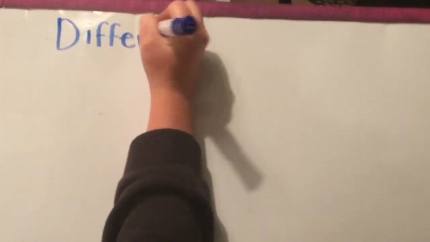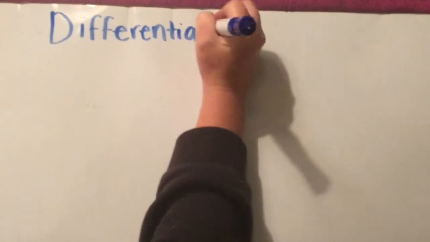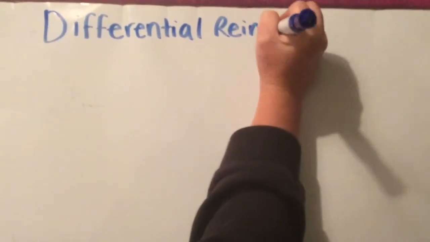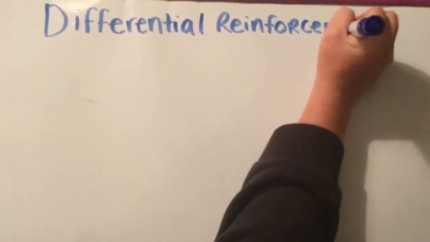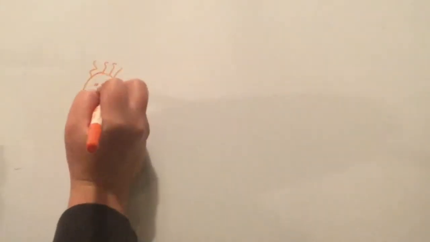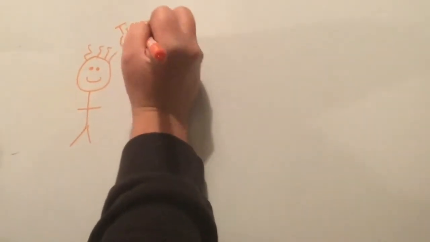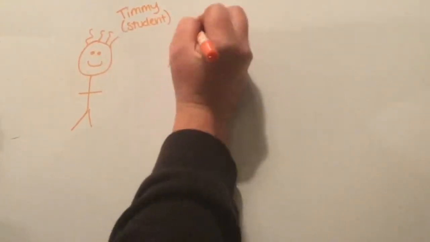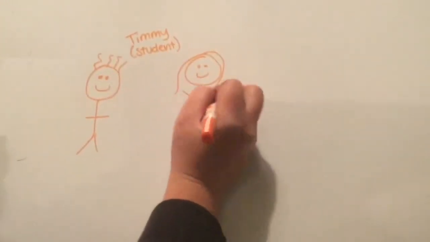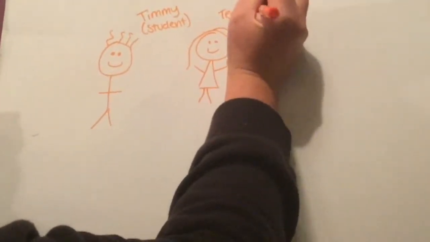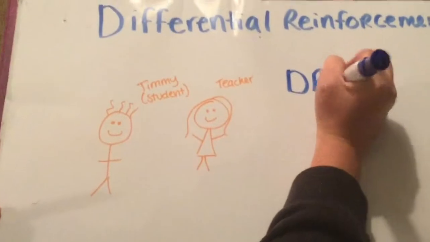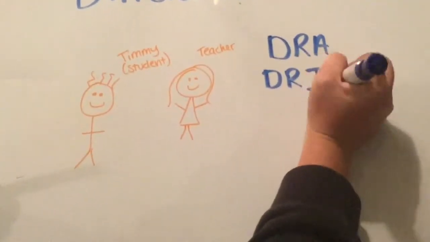In this video, we'll be learning about the different types of differential reinforcement. To help us understand the concepts, we'll be using Timmy and his teacher to demonstrate examples of DRA, DRI, DRO, and DRL.